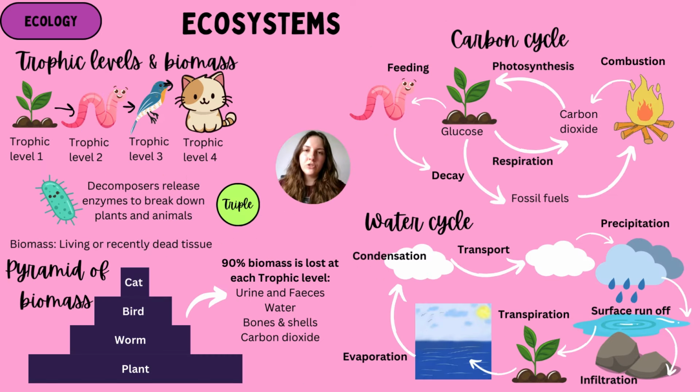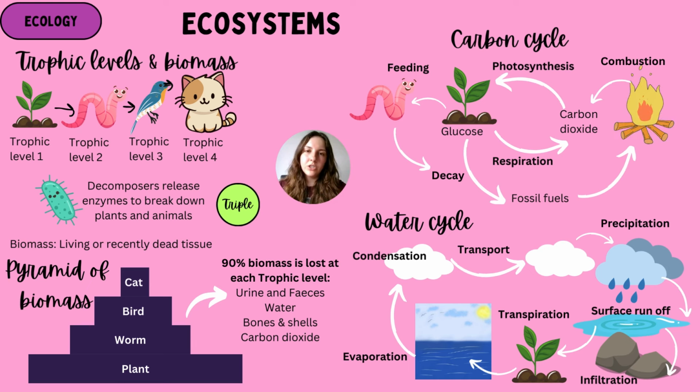The trophic level just tells us each individual level of a food chain. So trophic level 1 shows us the producer, trophic level 2 shows us the primary consumer, trophic level 3 shows us the secondary consumer, trophic level 4 shows us the tertiary consumer, and so on and so forth. Now, involved in this is decomposers. We'll talk about those later, but they essentially help to break down plant and animal tissue.